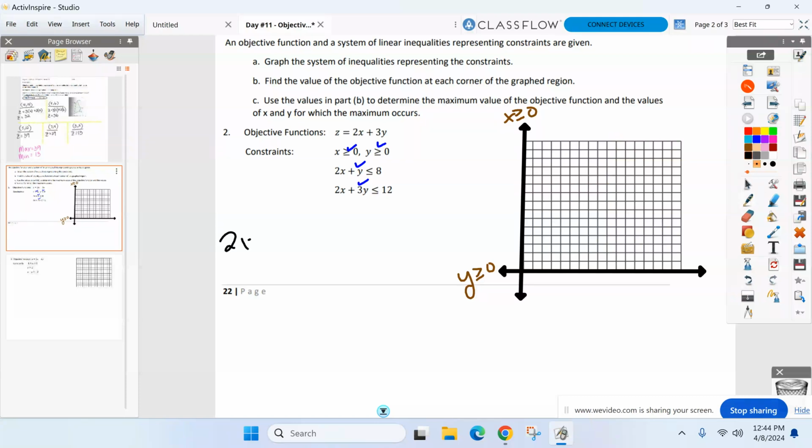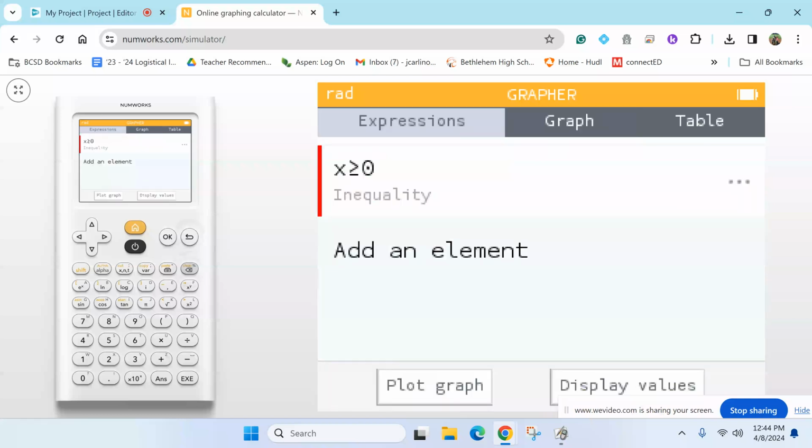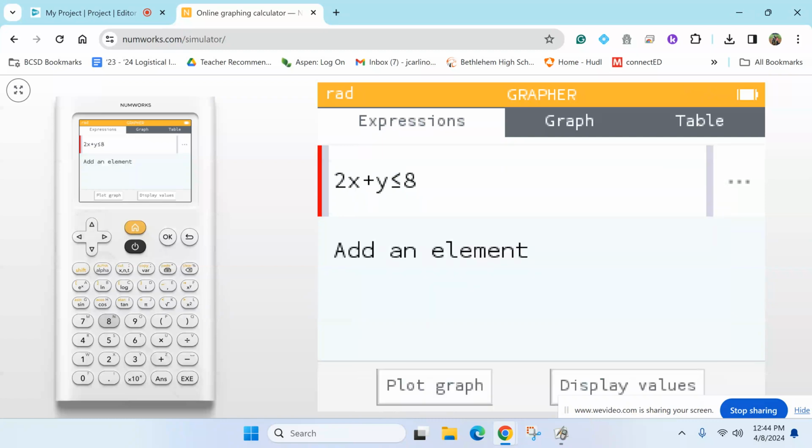2x plus y is less than or equal to 8. I know it's been 10 days together since we did this, so let's do it all together. Let's go back and type in that one. Two x plus y less than or equal to 8.